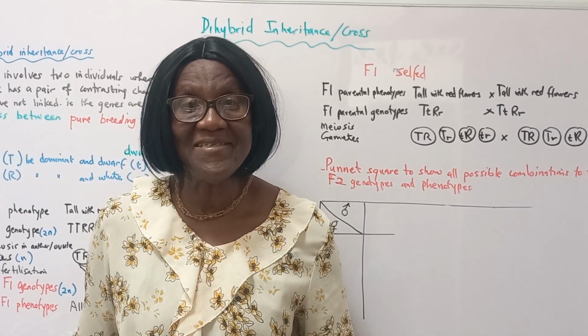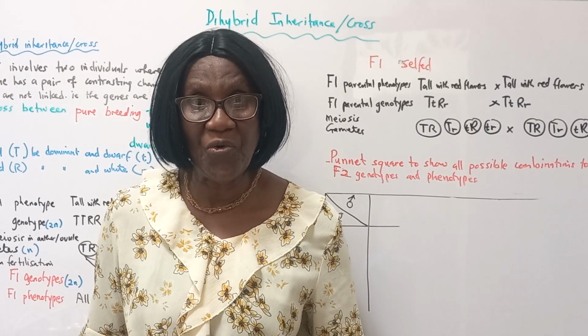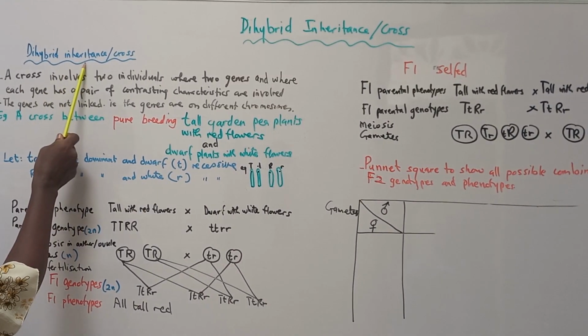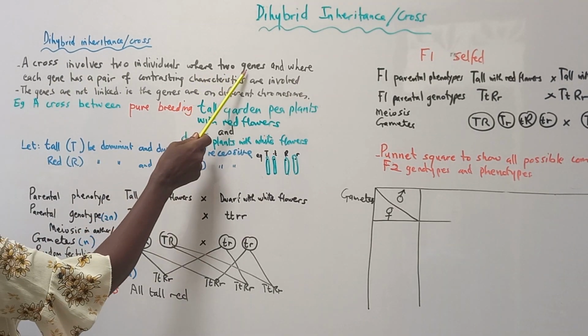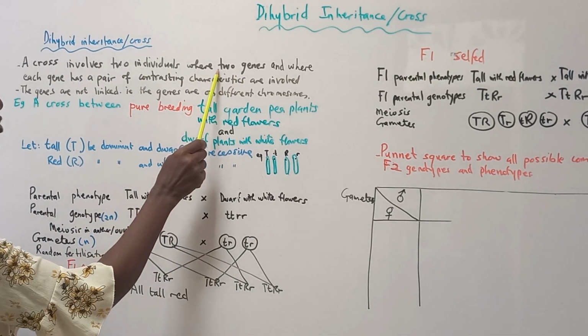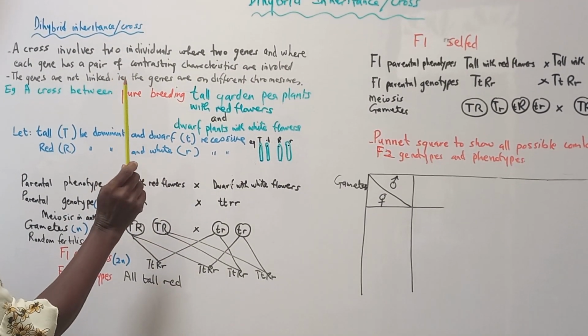In this lesson, we are looking at dihybrid inheritance, or cross. A dihybrid cross involves two individuals, and two genes are considered. The two genes each have a pair of contrasting characteristics.